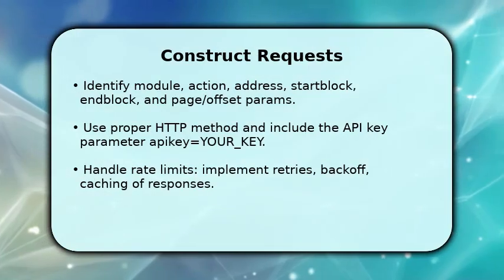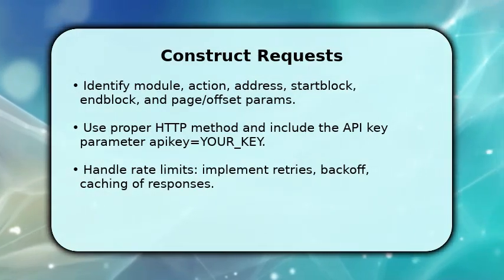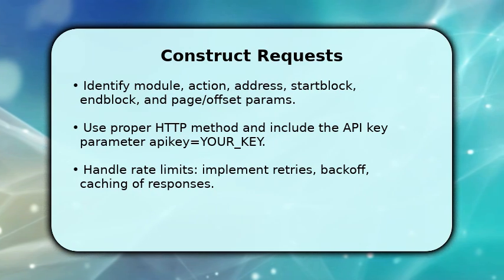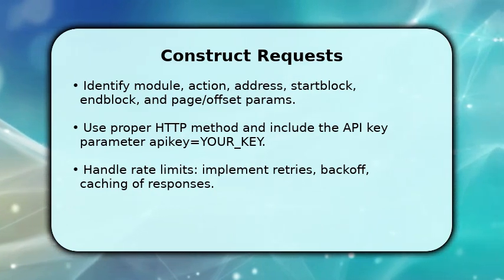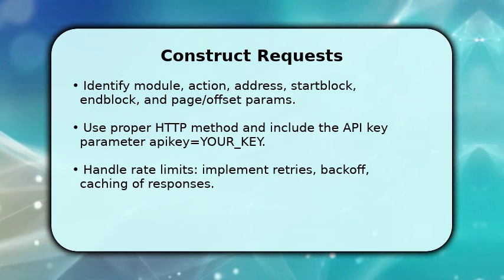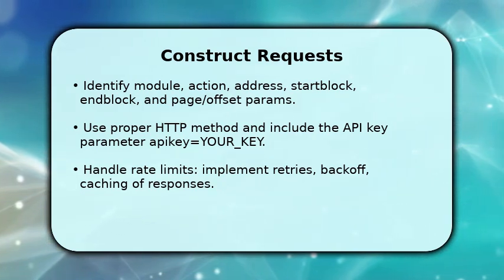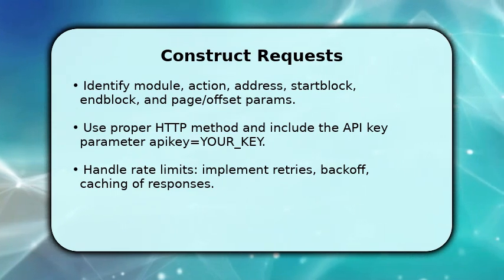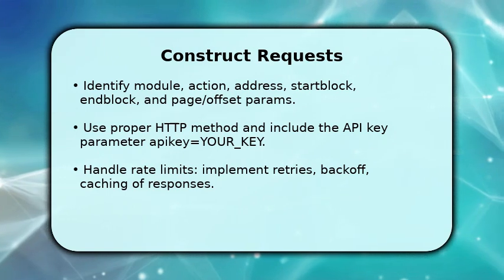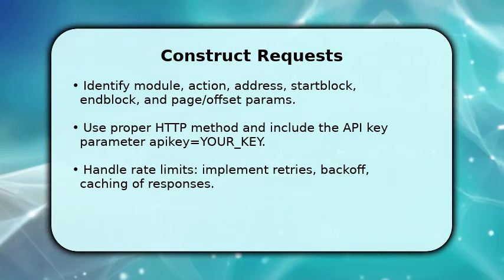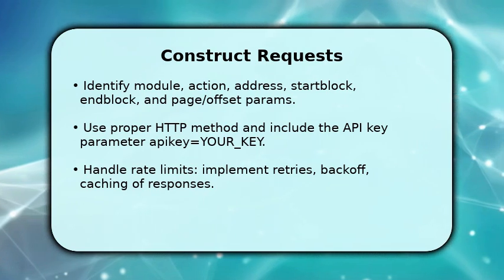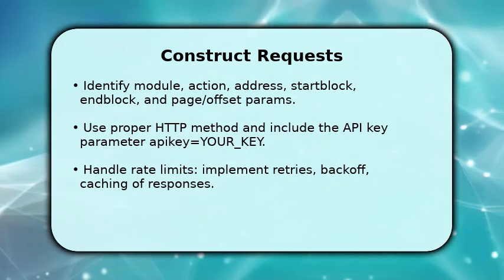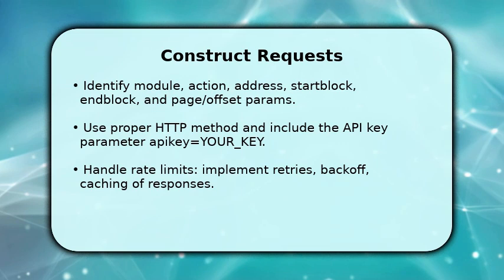Now you build the request. Specify module and action, include the target address, block range, and pagination params. When coding, append apikey equal to your stored key and use GET for standard endpoints. Make sure to URL encode values and inspect return JSON keys to map to your app fields. For larger queries, implement pagination and respect rate limits by adding exponential backoff on 429 responses.